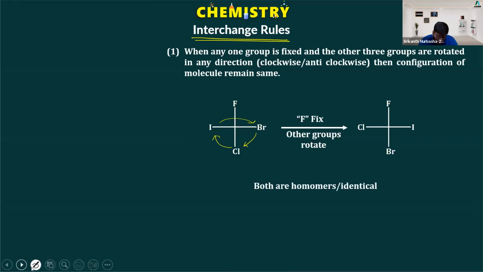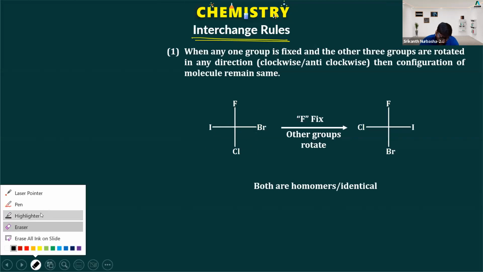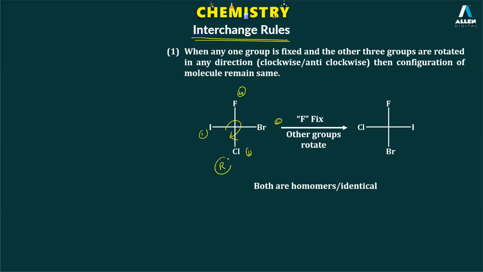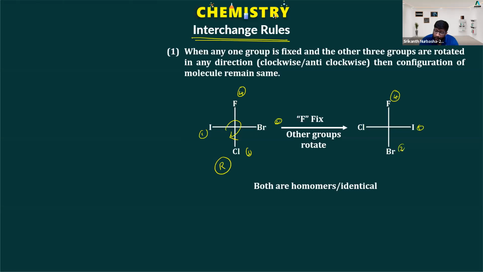You try to figure out the configuration of these two molecules with your logic. Assign the configuration. Fourth priority is present here. First priority, second priority, third priority. You are going in the clockwise direction. Clockwise means R. What about here? Fourth priority is on the horizontal direction. 1, 2, 3. You are going again in the clockwise direction. It is also R. So both have same configuration, means both are said to be identical or homos.